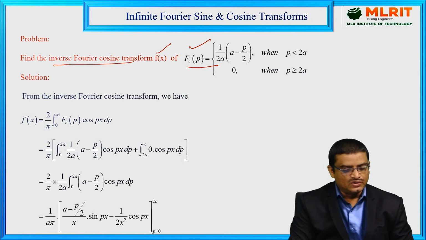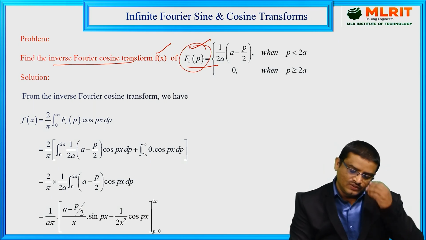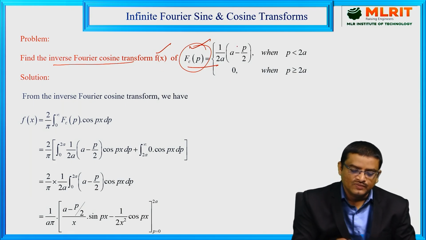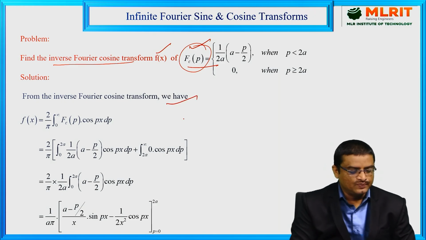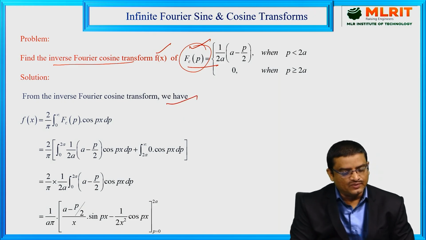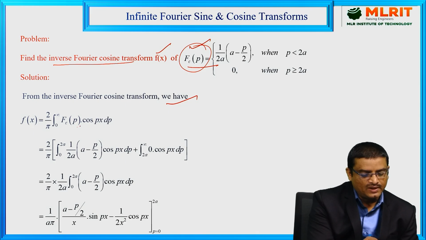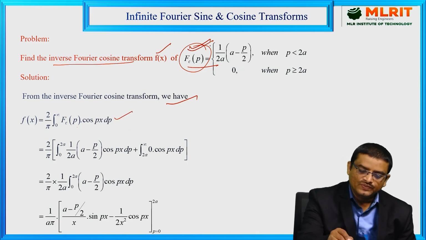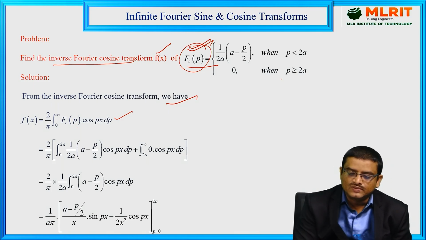Whenever the Fourier transform value is given, by using that Fourier transform we want to find out the function for which we got this Fourier cosine transform value. That is the meaning of this. So take the inverse formula of the Fourier cosine transform. f of x is equal to 2 by pi integral 0 to infinity f suffix c of p into cos px dp. Now whatever the value he has given, f suffix c of p is equal to these values here.